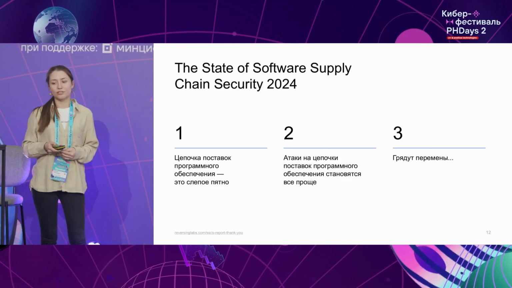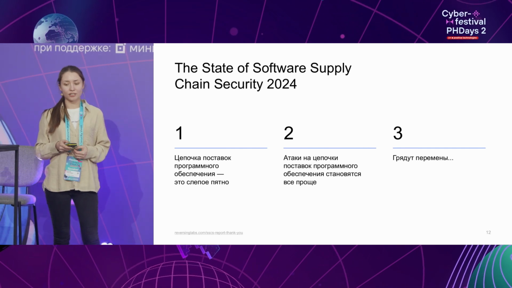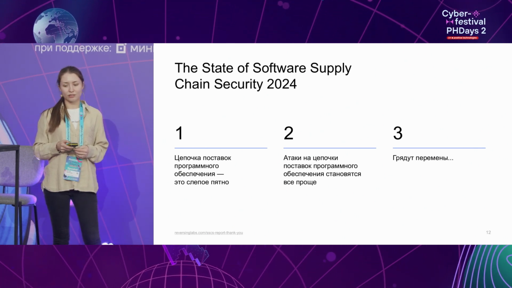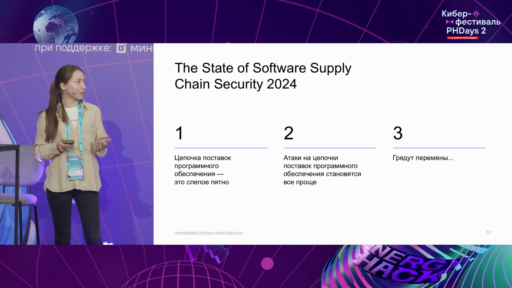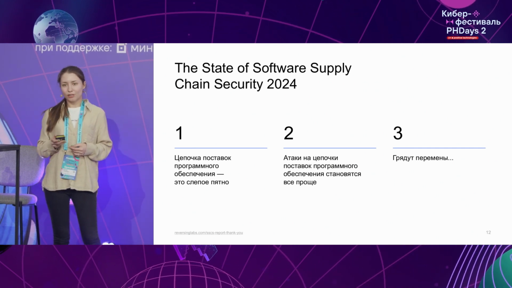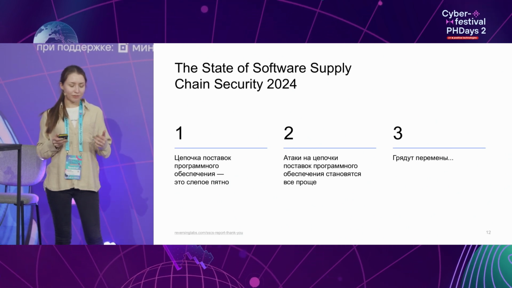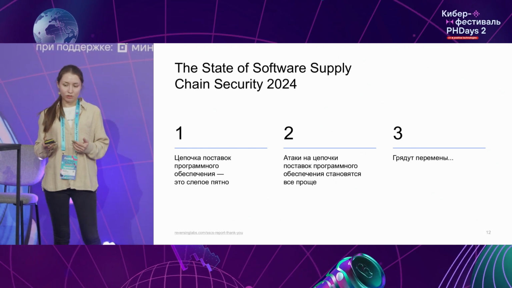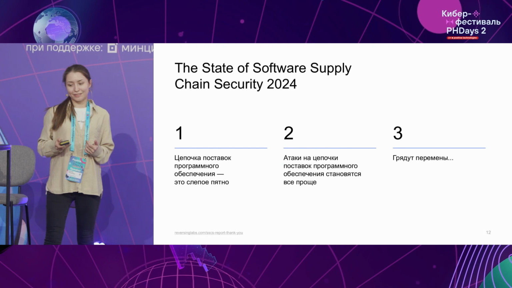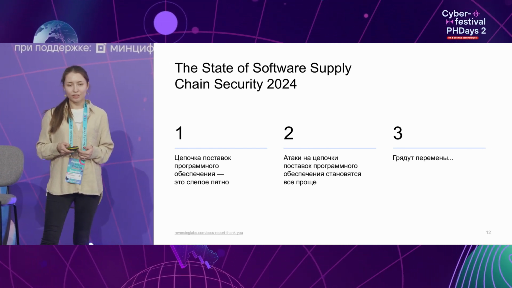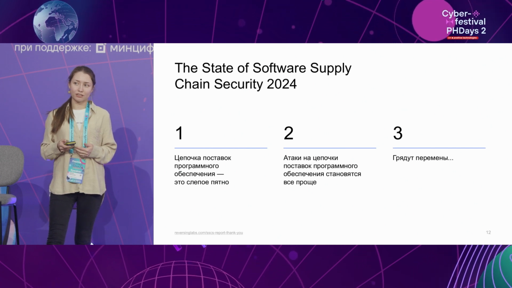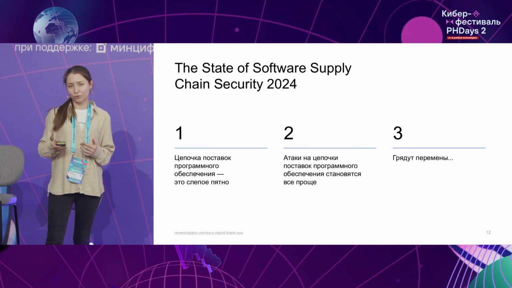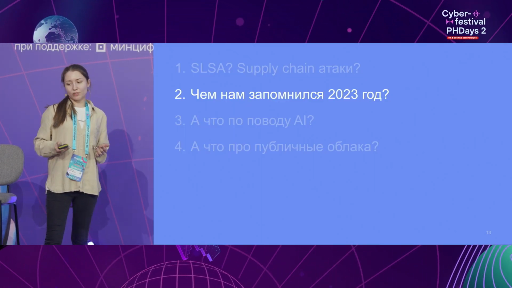Also, we have analyzed the report on the State of Software Supply Chain Security 2024, a very big report, with three key moments that you can take from it. The first one is that the software supply chain is still a blind spot in development, because we will never be able to see the whole chain of dependencies that we're using in our software. That's why we come to the conclusion that all these attacks against the supply chain become simpler and changes are coming. These are more about trends of what we should expect in the future. Most likely the approach to the process of development is going to change.